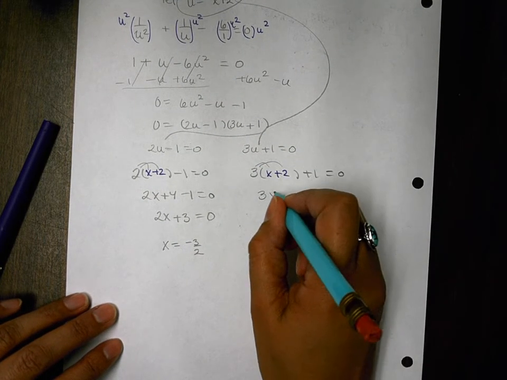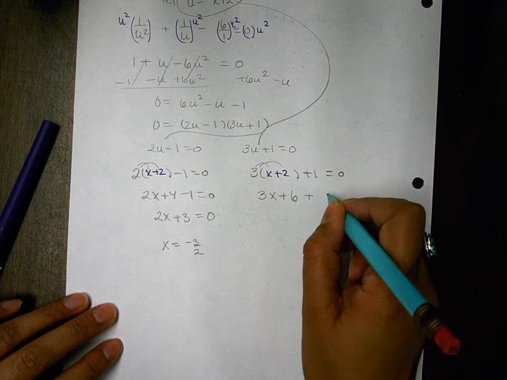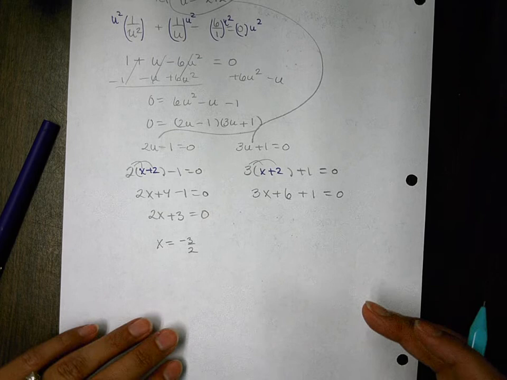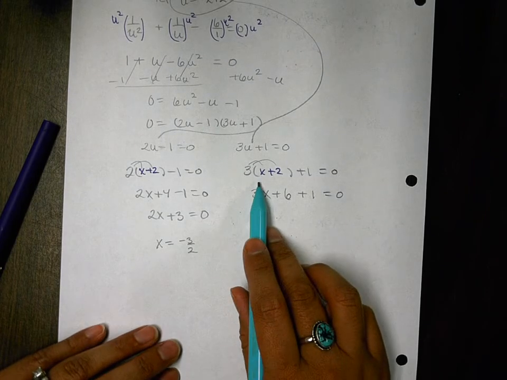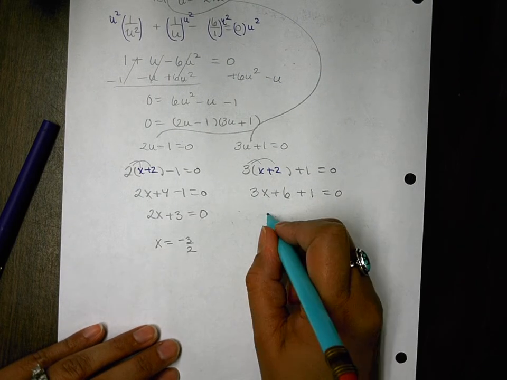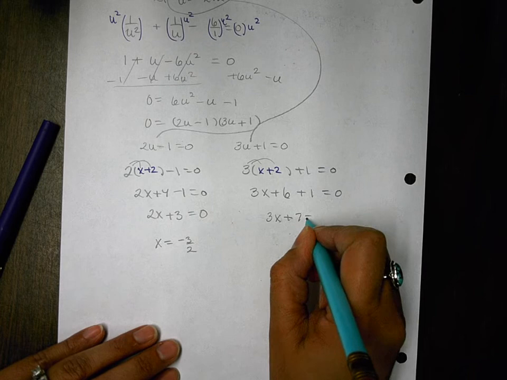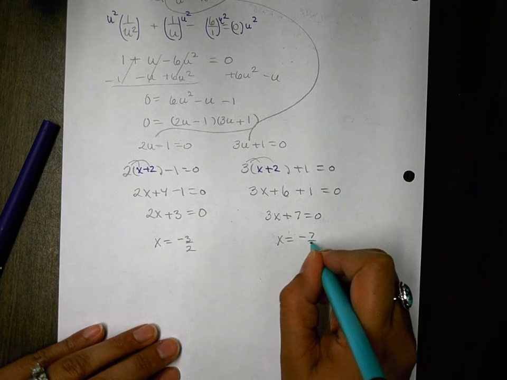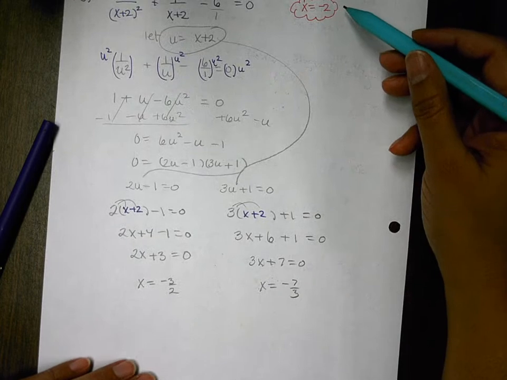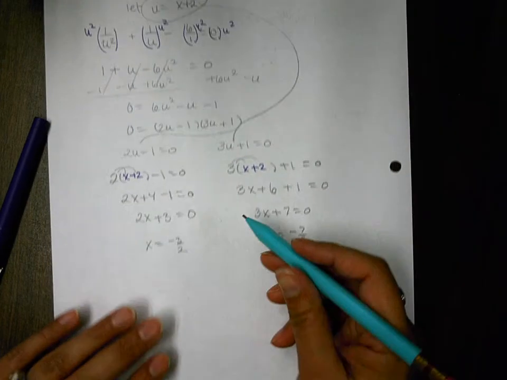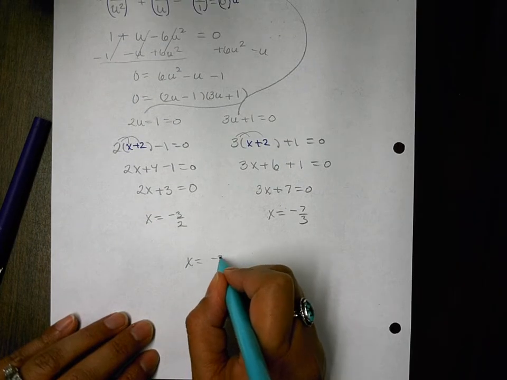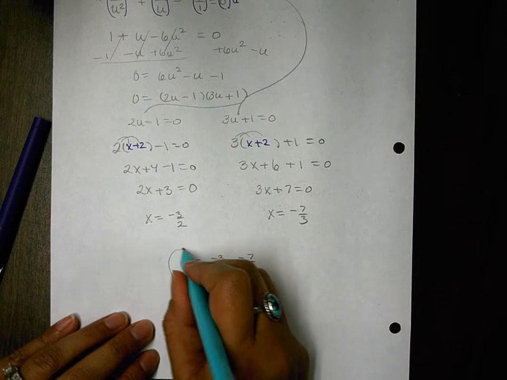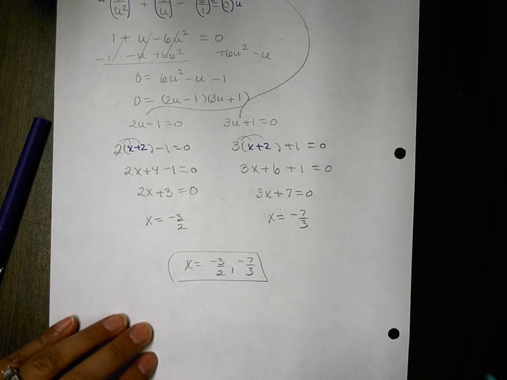So I still end up with a fraction answer, and that's fine, but I didn't have to work with finding common denominators and fractions from the get-go. Okay, 3x plus 6 plus 1, so 3x plus 7 equals 0. Subtract the 7, divide the 3, you get -7/3, and none of them are part of my restrictions, so we are good. X equals -3/2, comma -7/3, and those are our two solutions.